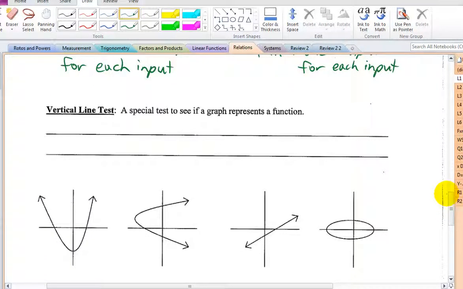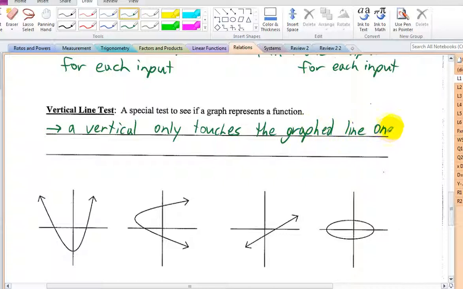Vertical line test, a special test to see if a graph represents a function. A vertical line only touches the graphed line once. So that's how you know that it's a function. Okay. So if it's a function, you're only going to have a vertical line touched once.